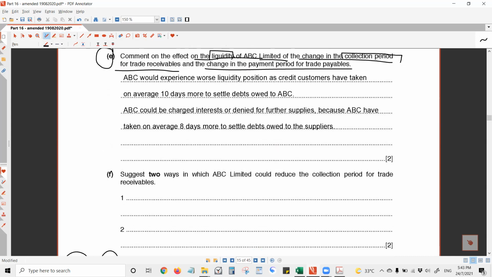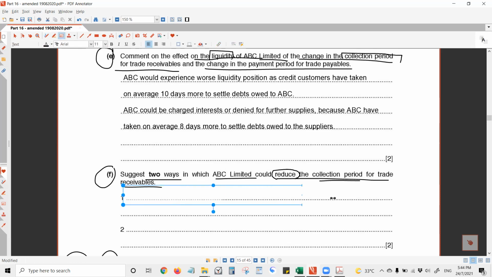Okay, question F. Two ways in which ABC could reduce the collection period for trade receivable. That means you want to reduce the collection period for trade receivable. You would like your customers who owe you money to pay you earlier. So you must encourage them, right? One way to encourage them is by offering cash discount. So offer cash discount.